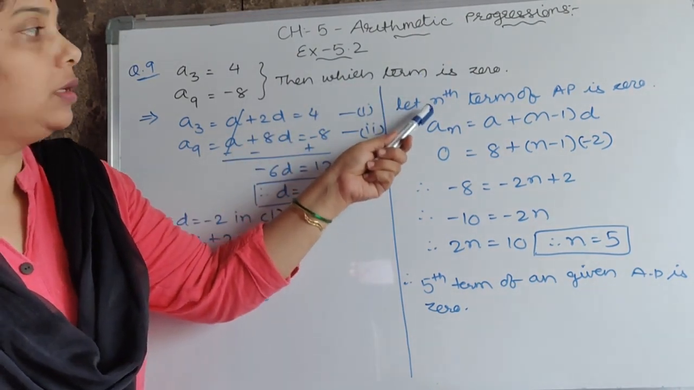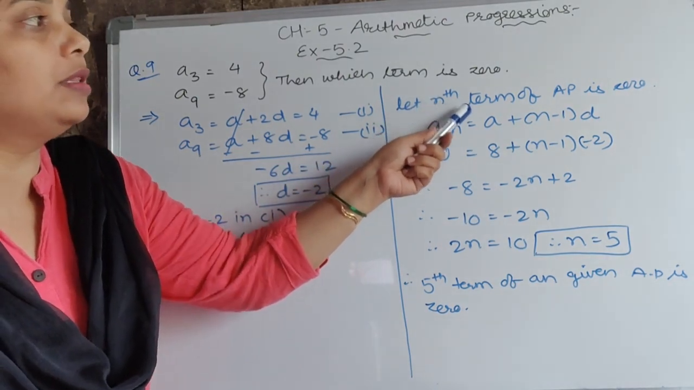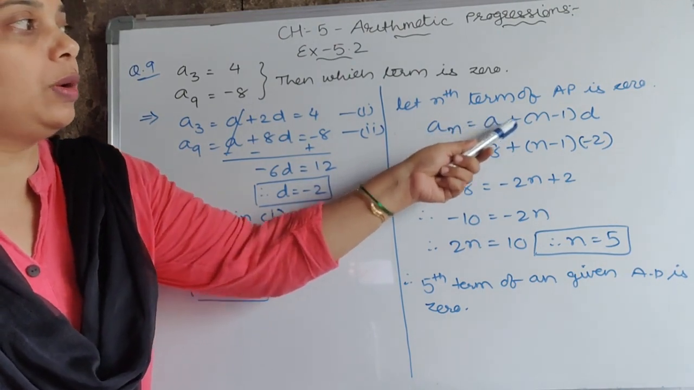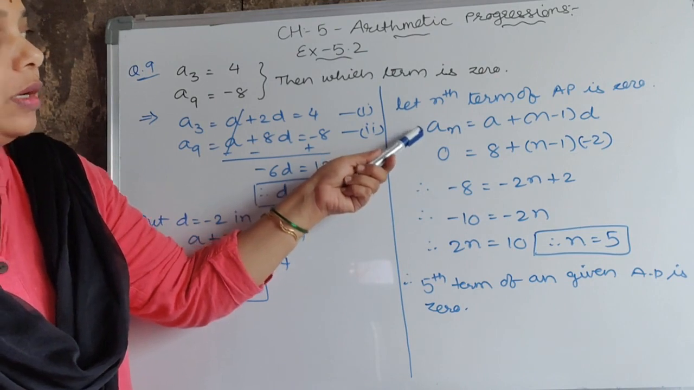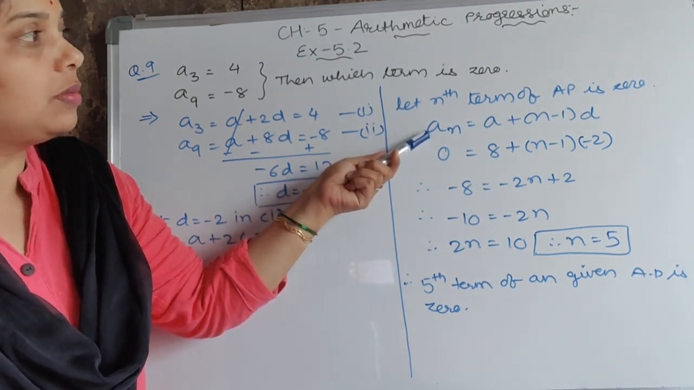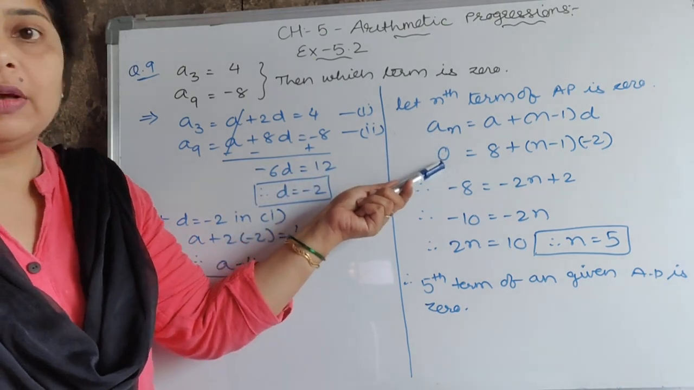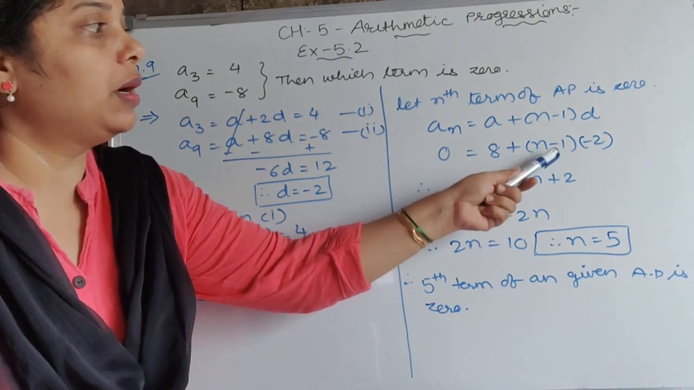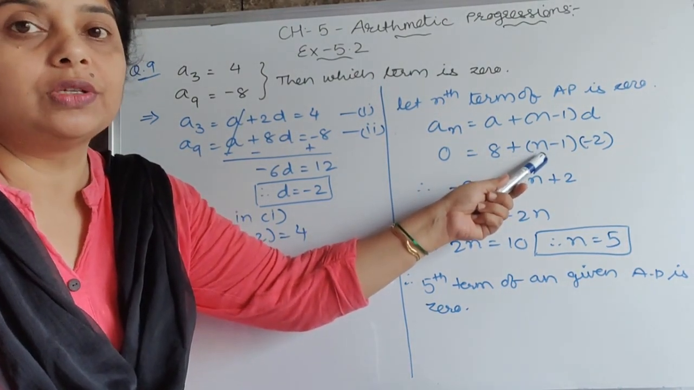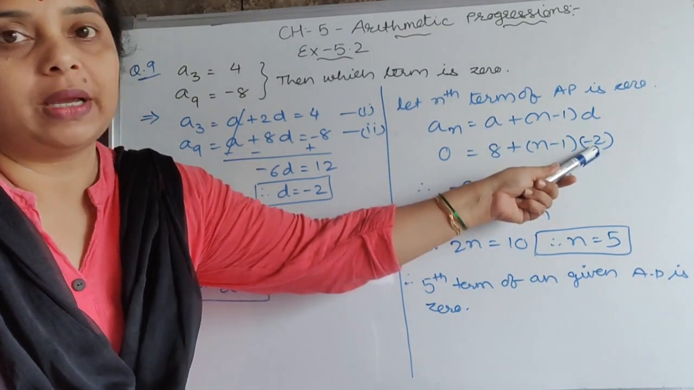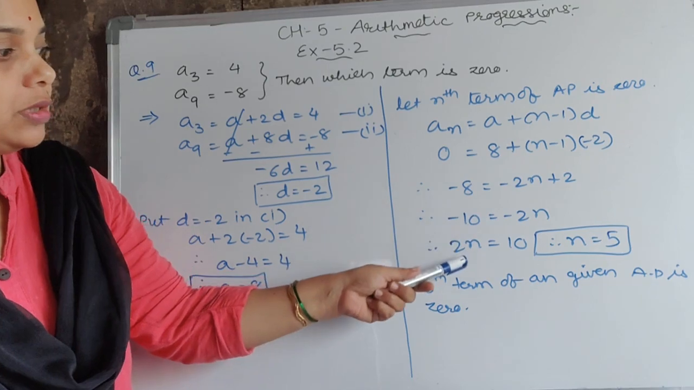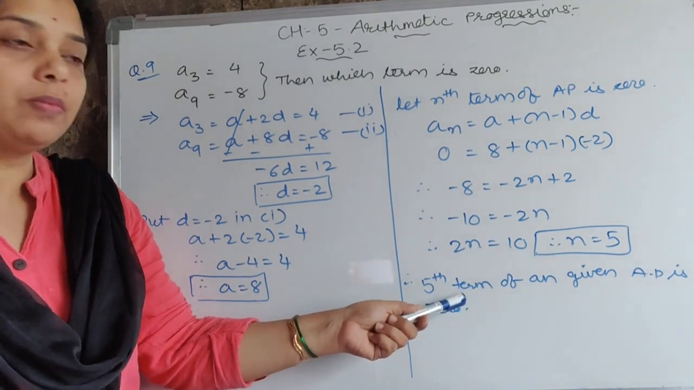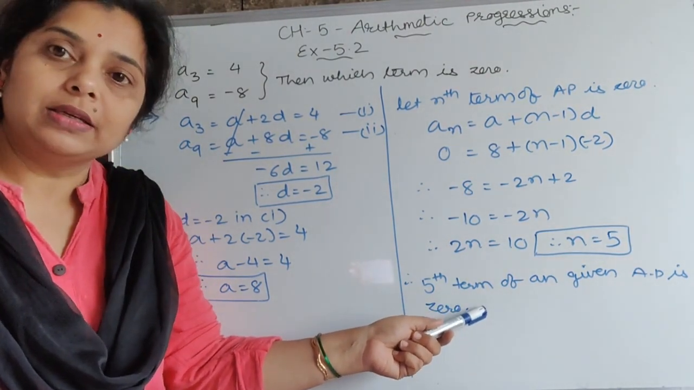So again I suppose that the nth term of the AP is 0, and I am writing the formula. An is equal to A plus n minus 1 D. As we suppose that the nth term is 0, in place of an I have to substitute 0. A we already got, it is 8. Then n minus 1, that term we want to find out, and d is minus 2. So after this simplification, we got that n is equal to 5. It means the fifth term of the given AP is 0.